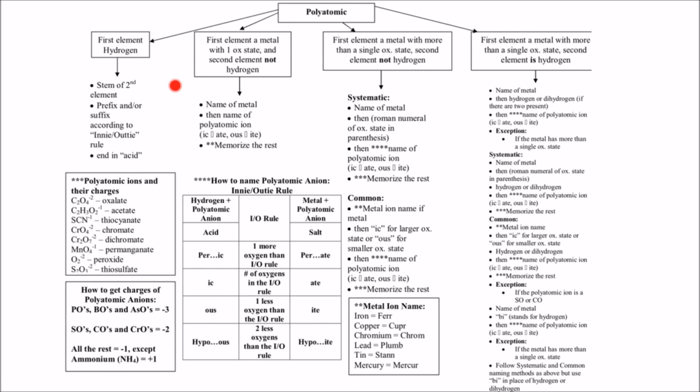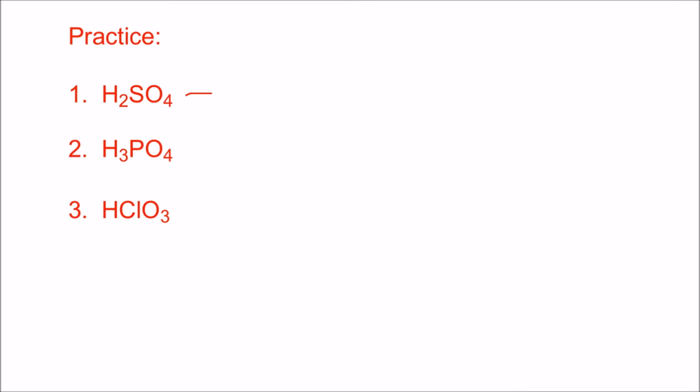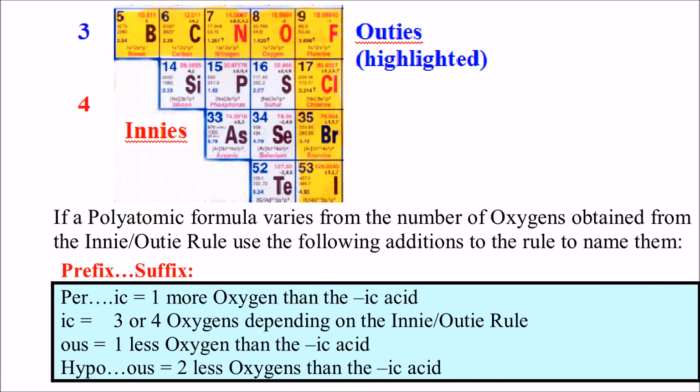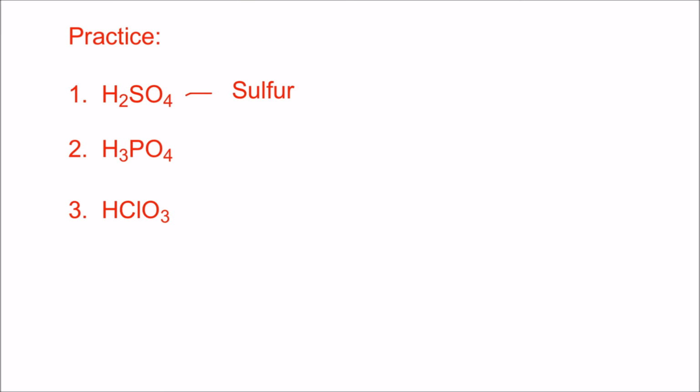We need to say the stem of the second element. Remember I told you once before, when sulfur and carbon are in an acid, they say their full name, not the stem. They say their full name. So we're going to say sulfur, and then we need to decide what the ending is going to be. So we're going to look at the any-outie rule to help us. Sulfur is an any, which means it needs 4 oxygens to end with ic acid. And you see here that this does have 4 oxygens, which means that we simply end with ic acid.